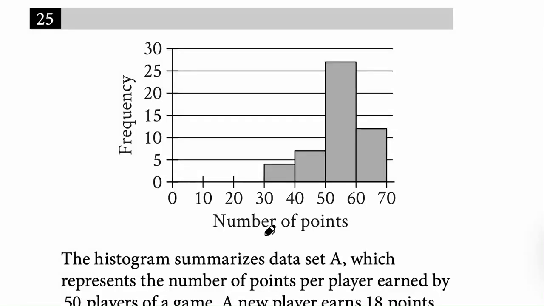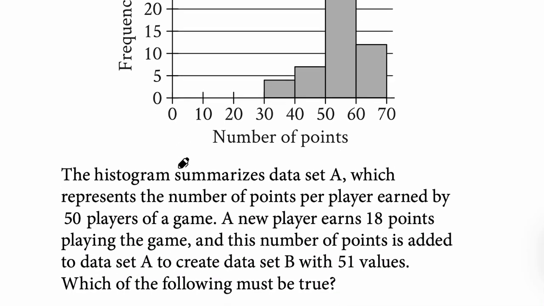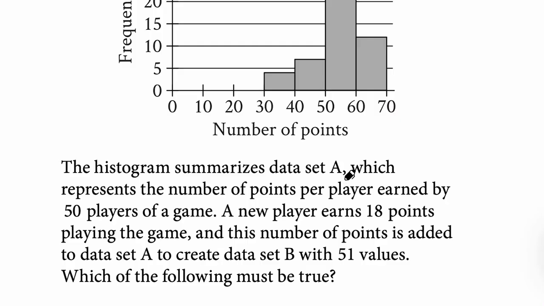Question number 25. A histogram is given to us. The x-axis represents the number of points and the y-axis represents the frequency. The histogram summarizes dataset A, which represents the number of points per player earned by the 50 players of the game. So the total number is fixed at 50. That means the sum of all the frequencies is equal to 50.